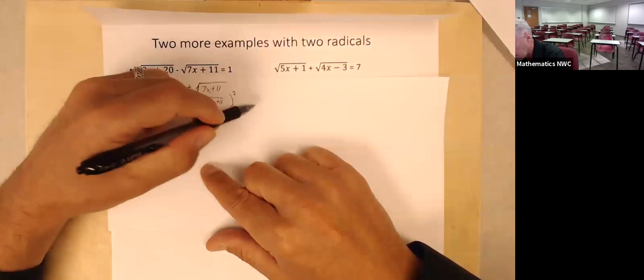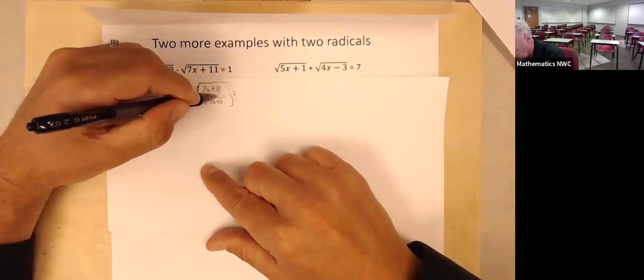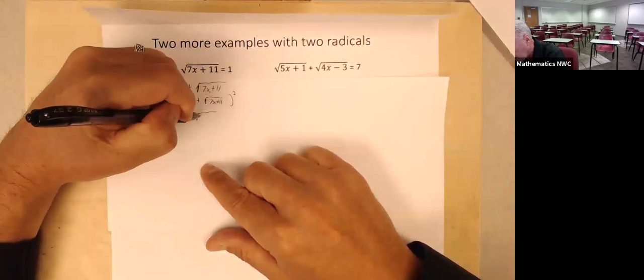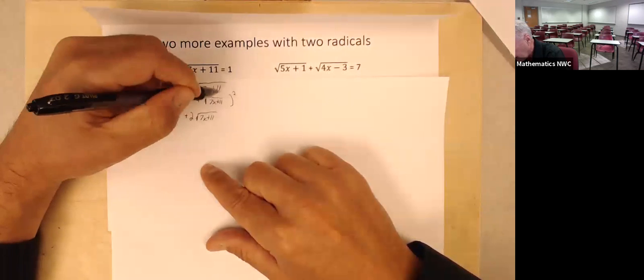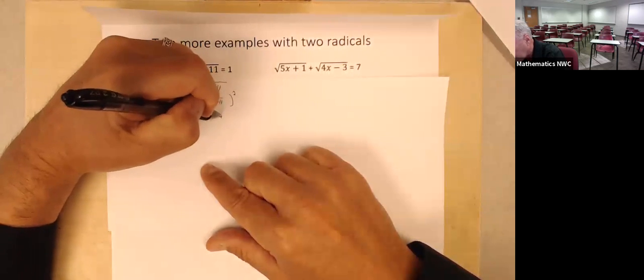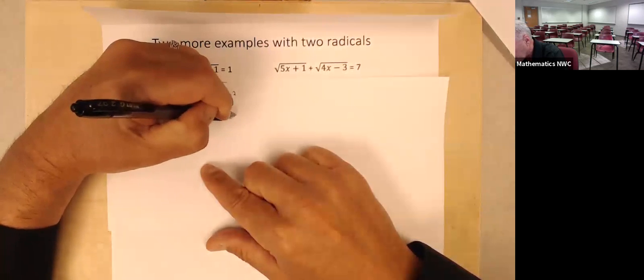I have to take 1 times 1. 1 times the radical, another 1 of the radicals. I get 2 of the radicals when I'm done FOILing that. And the radical times the radical will cancel the radical out, and I'll have just what's underneath there, 7x plus 11.